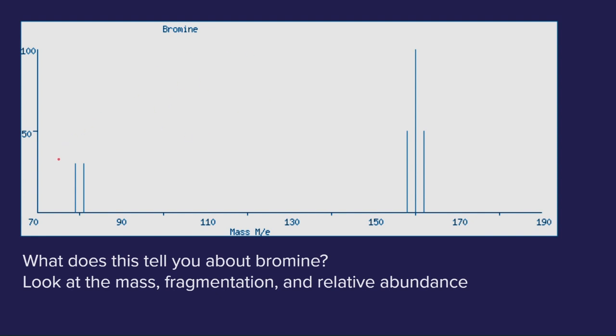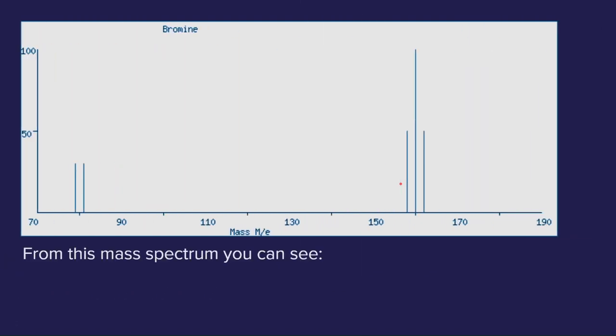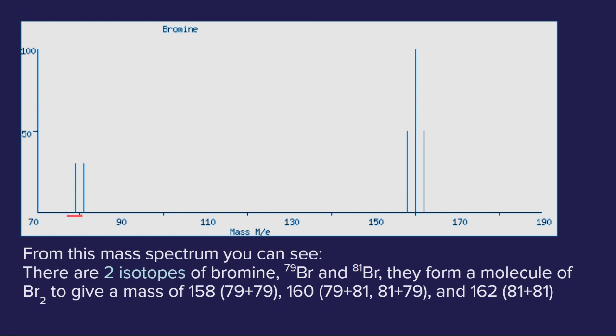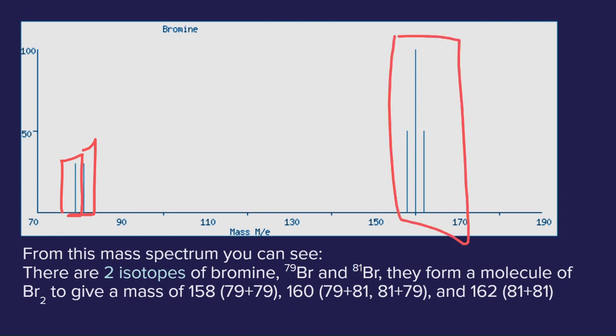So what does this mass spectrum tell you about bromine? Look at the mass, the fragmentation, and the relative abundance. So you can see that there's 2 isotopes of bromine because of these 2 peaks here, quite low down. And since bromine is diatomic, it will form a molecule. So these down here are the fragments. And it will give a mass of 158, shown here, 160, shown here, and 162 over here.